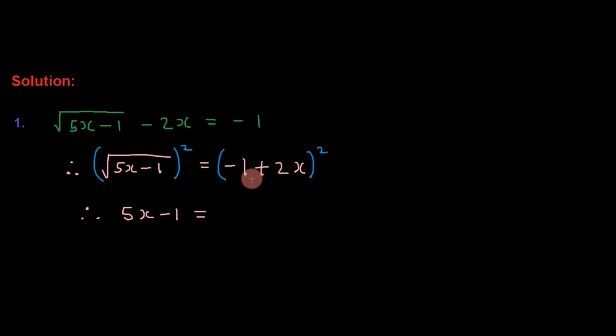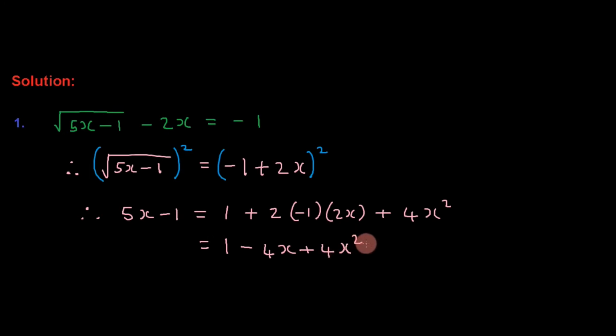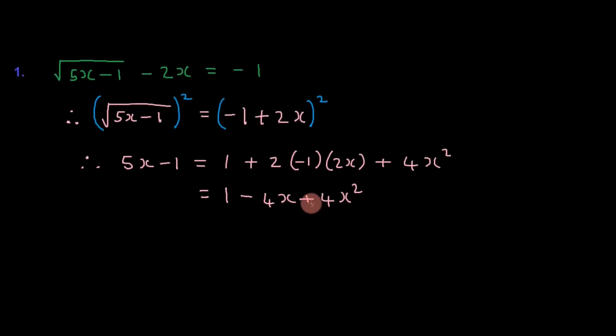And on the right-hand side, we can square out this binomial. So it's a first term squared, which is 1. Then this sign, so plus. Then the first term times the second term times 2. So twice negative 1 times 2x. And then plus the second term squared, so 4x squared. We can simplify. So that's 1 minus 4x plus 4x squared on the right-hand side.